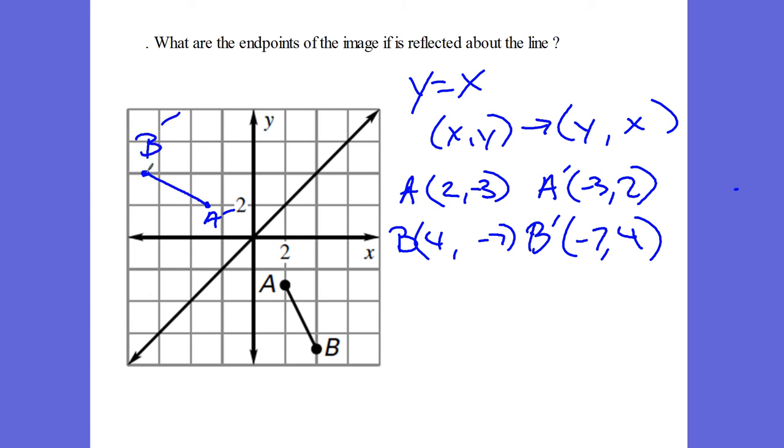So you have to write that, the coordinates and everything? What are the endpoints of the image if it's reflected about that line? So we have this. We also have a graph. So if you wanted to try and do it on patty paper, you can. Or you could just use the rule, which should be in your notebook anyway.